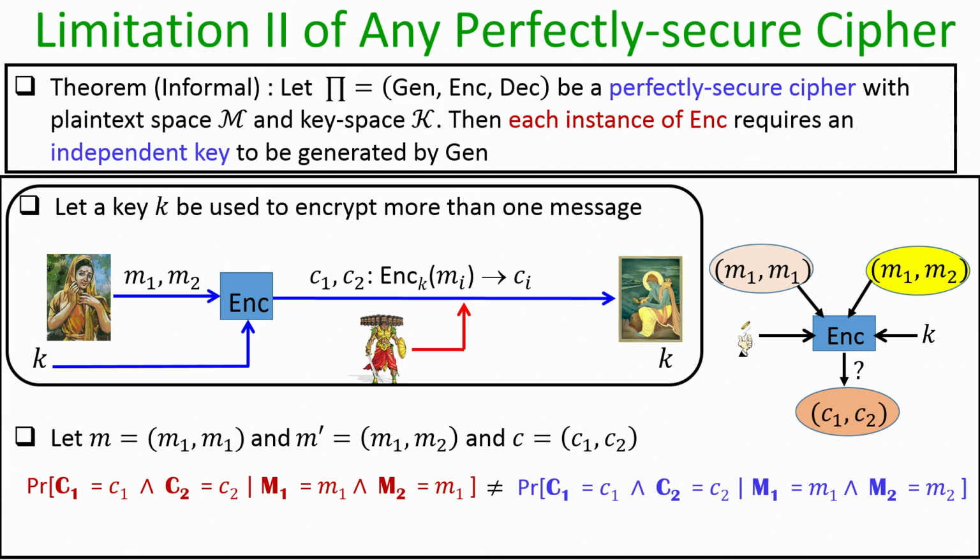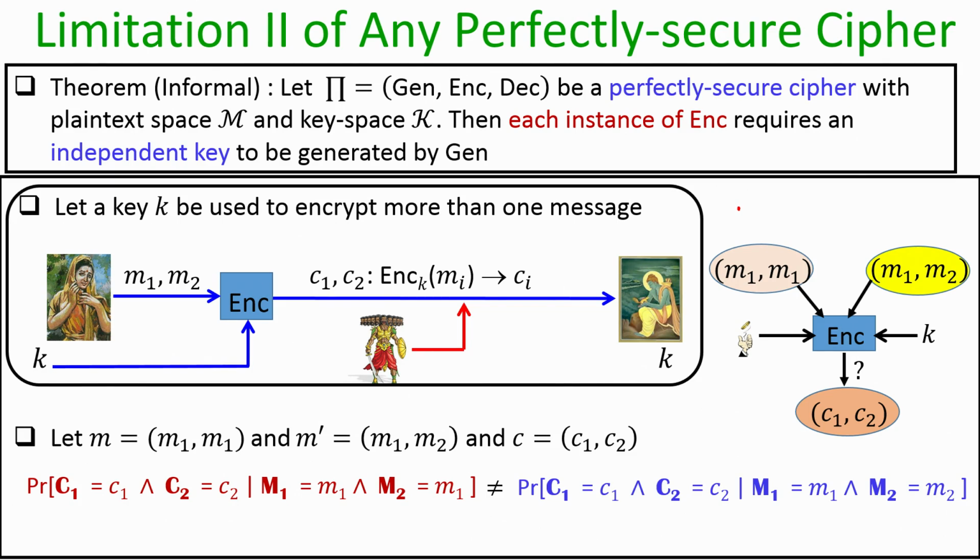Pictorially, the requirement of perfect secrecy should be that it does not matter whether the first message sequence M1 comma M1 is encrypted, or whether the second sequence of messages M1 comma M2 is encrypted using the key. As per your encryption process, with equal probability it should lead you to the ciphertext sequence C1 comma C2, if at all your encryption process is perfectly secure. But if that is the case, imagine a scenario where indeed the message sequence M1 comma M1 and the message sequence M1 comma M2 both lead to the ciphertext sequence C1 comma C2 with equal probability under the same key K.